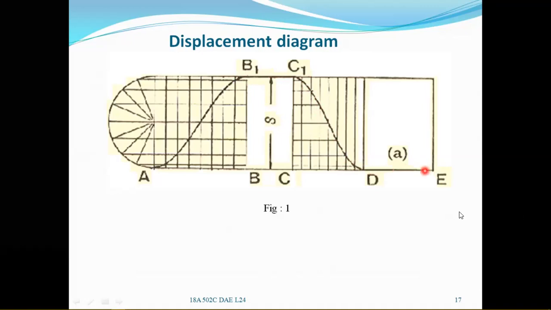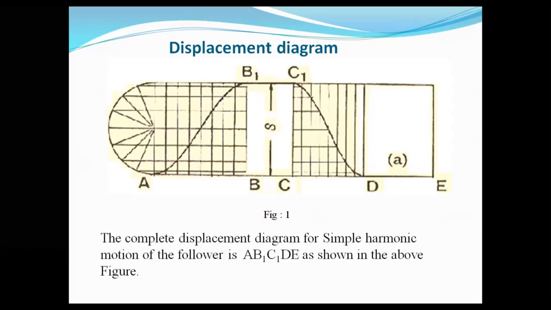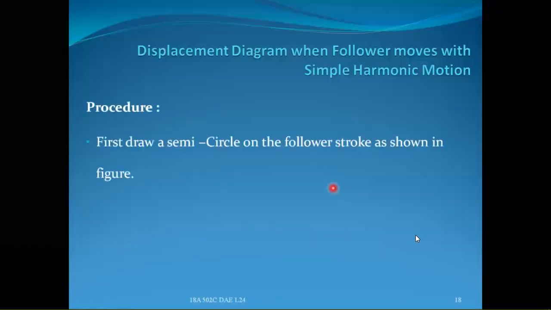And complete this line. So then A, B1, C1, D, and E will be the displacement diagram if the follower moves with simple harmonic motion. So the displacement diagram for simple harmonic motion of a follower is A, B dash, B1, C1, D, and E as shown in the above figure. Procedure, let us see once again. First, draw a semicircle on the follower stroke as shown in the figure.